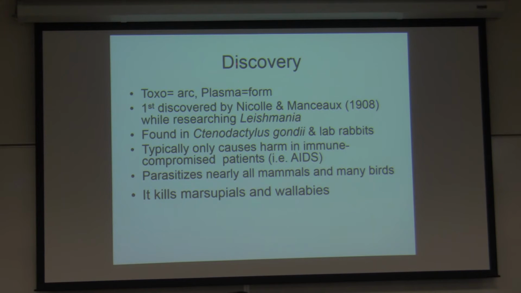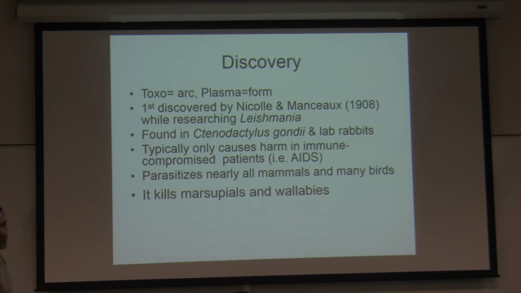Let's go. Discovery of it, quickly, since this was the topic of my dissertation in Tennessee. I worked with Toxoplasma gondii. Maybe you should know a little bit more history about it than ordinary people who take zoology in other institutions. Toxo means arc, plasma means form. It was first discovered by Nicolle and Manceaux. Nicolle was from England and Manceaux, I believe, was from Germany, in 1908, right at the turn of the century.